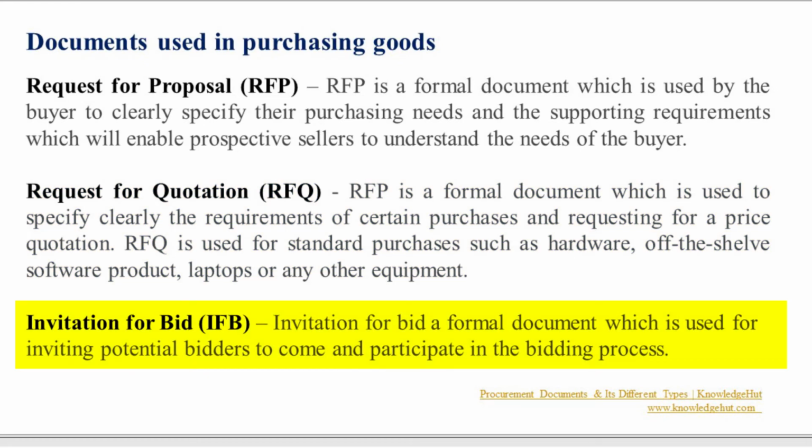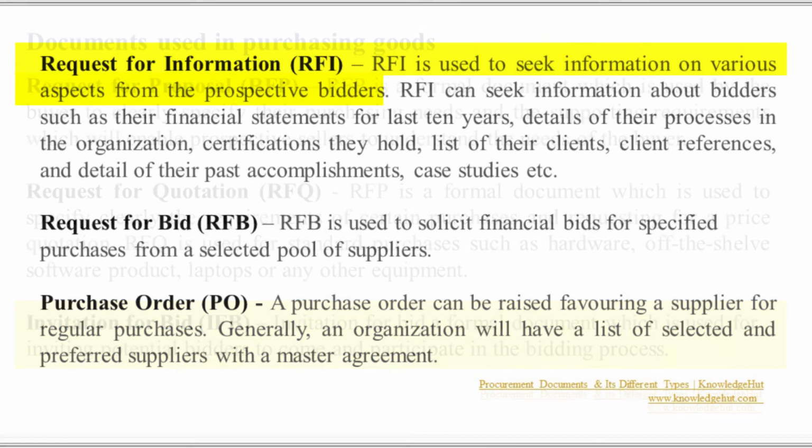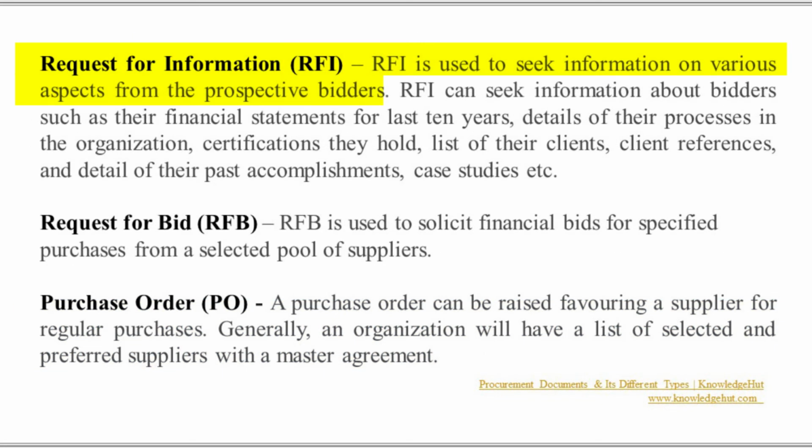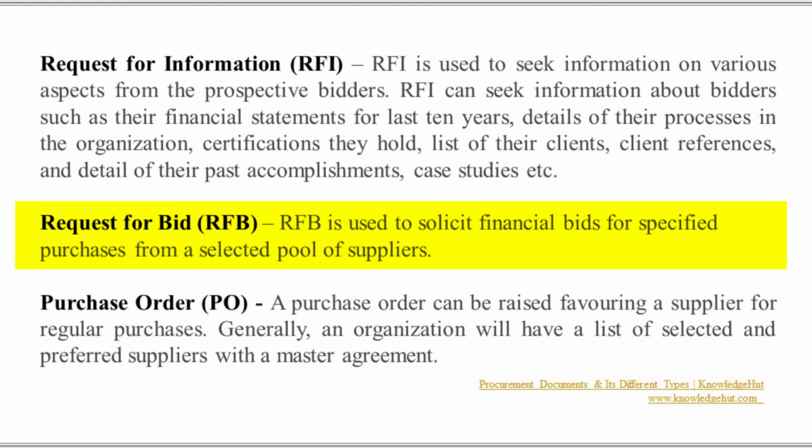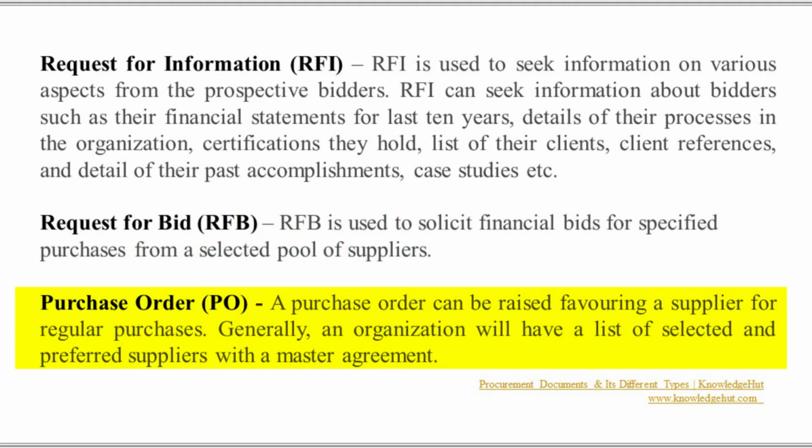Invitation for bids. The invitation for bid is a formal document which is used for inviting potential bidders to come and participate in the bidding process. Requests for information. This is used to seek information on various aspects from the prospective bidders. Requests for bid. Requests for bid is used to solicit financial bids for specified purchases from a selected pool of suppliers. Purchase order. A purchase order can be raised favoring a supplier for regular purchases.